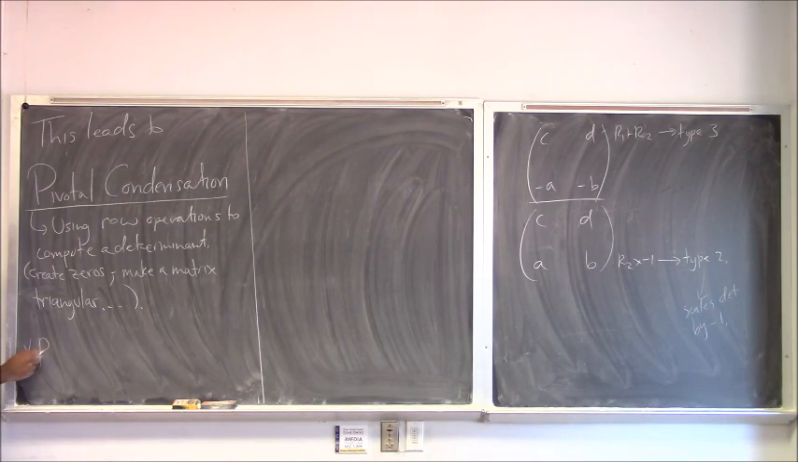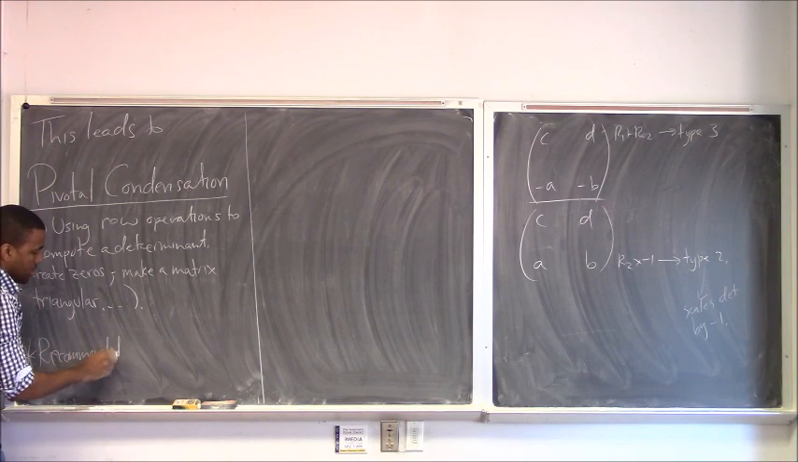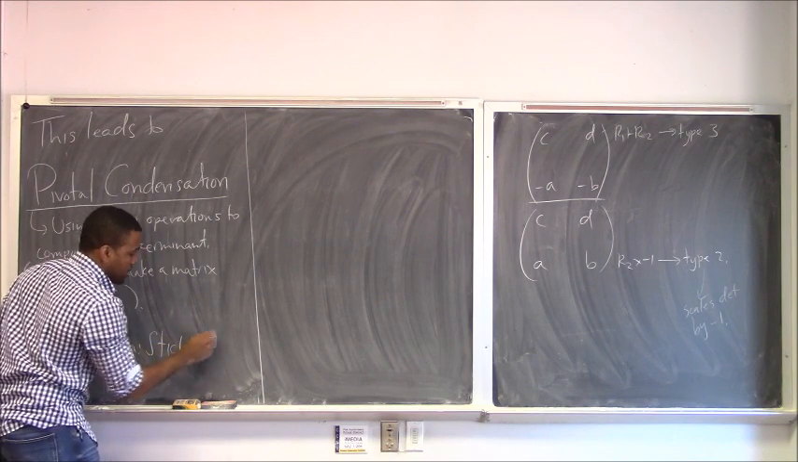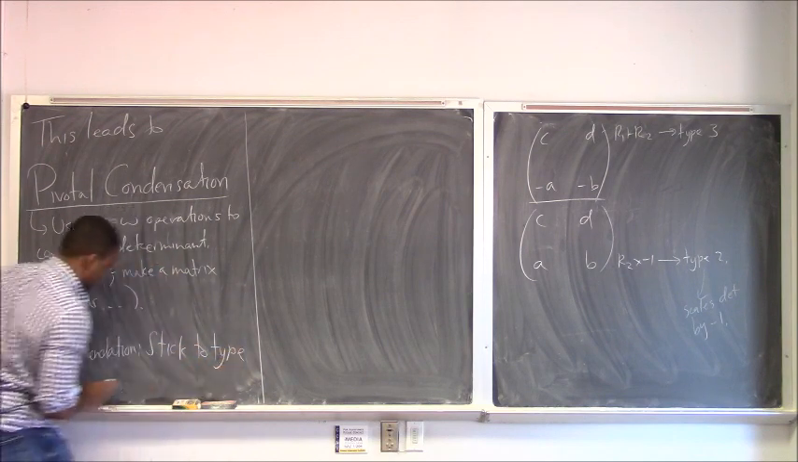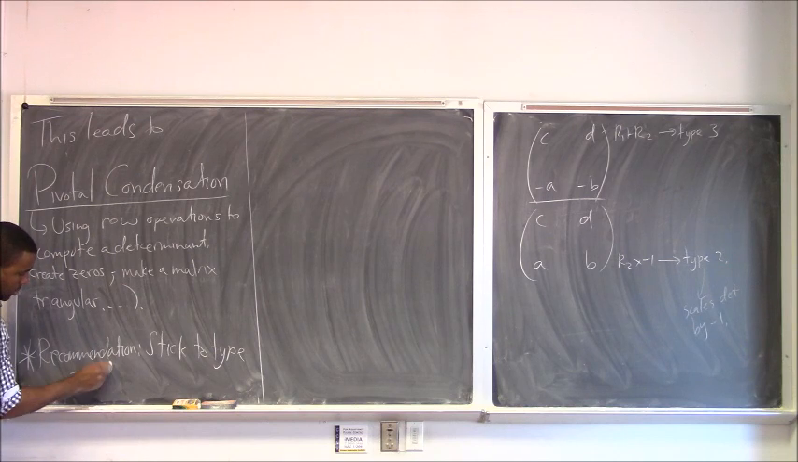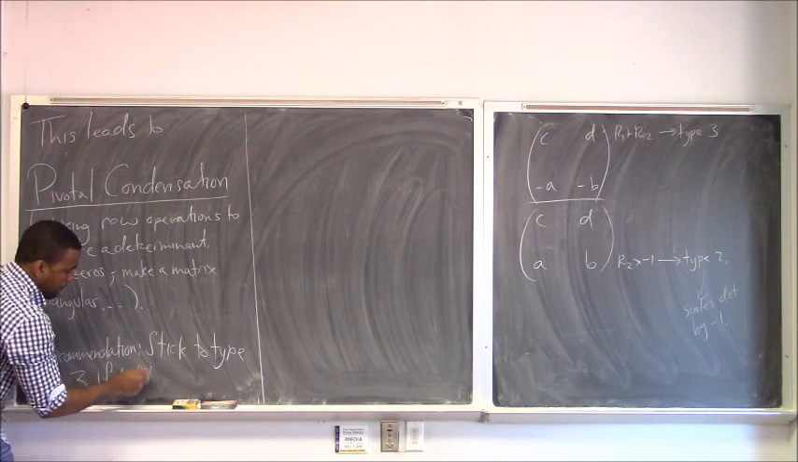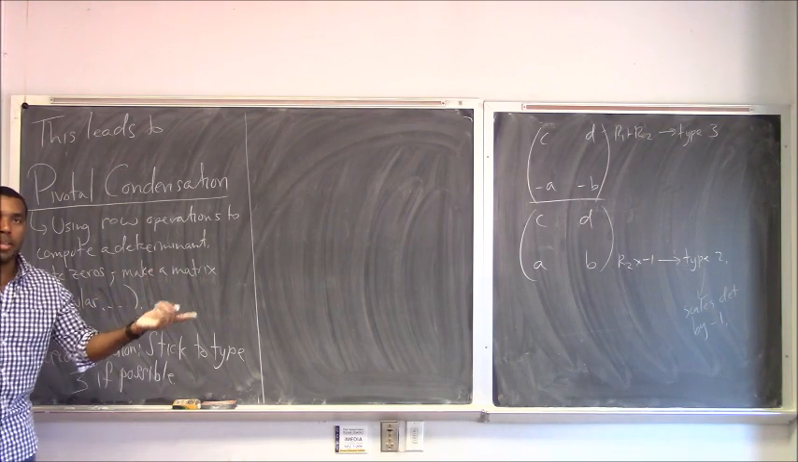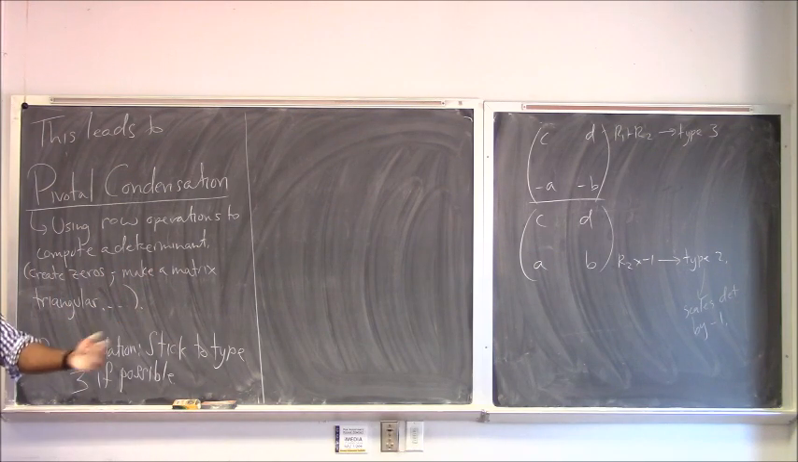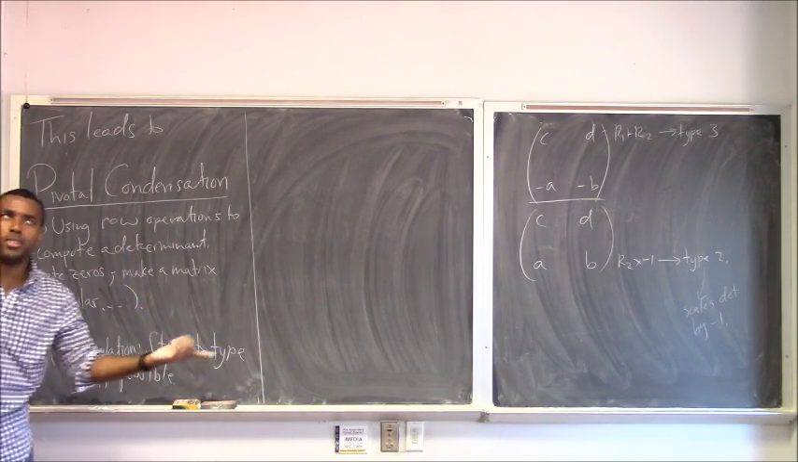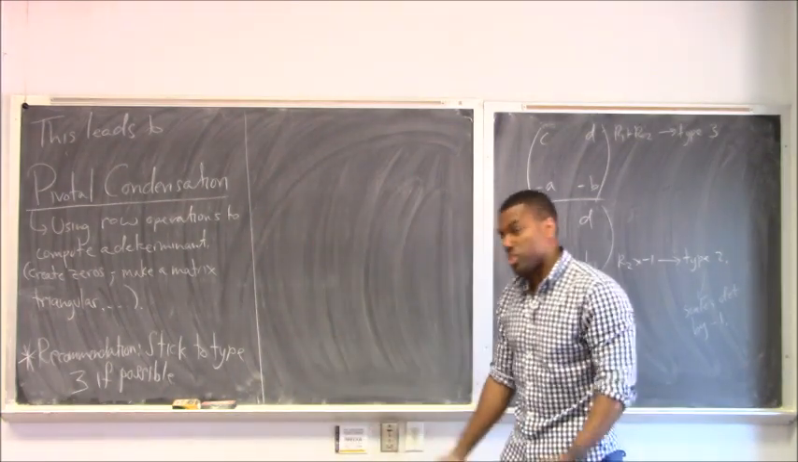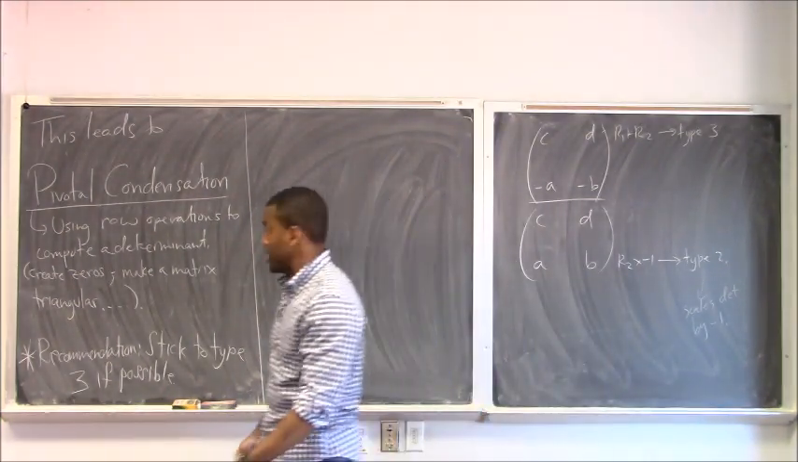So my recommendation is to stick to type 3s, if at all possible, because you don't have to change your answers. Every time you swap a row, you have to remember, oh, I need to multiply my answer by -1. Every time you multiply a row by a scalar, you have to remember, oh, I need to divide my answer by that scalar. Right? So you have to keep track of what you're doing. If you do type 3s, though, you don't have to keep track of what you're doing. Nothing's going to change anyway.